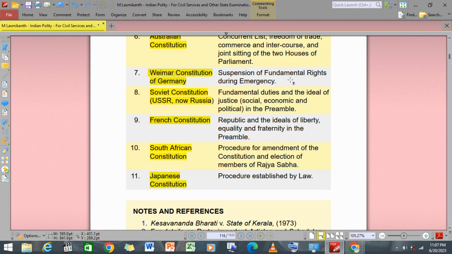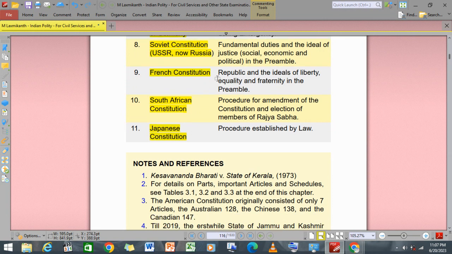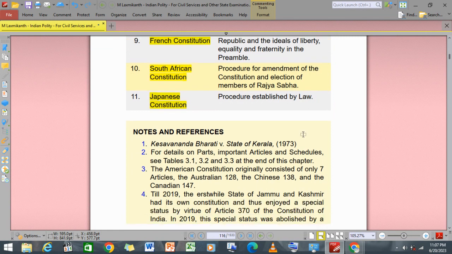Then from the Weimar Constitution of Germany, we took the suspension of fundamental rights during the emergency. Now from the USSR or Russia, we took the fundamental duties and the idea of justice, social, economic, and political in the preamble. And from the French Constitution, we took the republic and the ideas of liberty, equality, fraternity in the preamble. And from South Africa's Constitution, we took the procedure of amendment of the constitution and election of the members of Rajya Sabha, while from the Japanese constitution we took the procedure established by law.